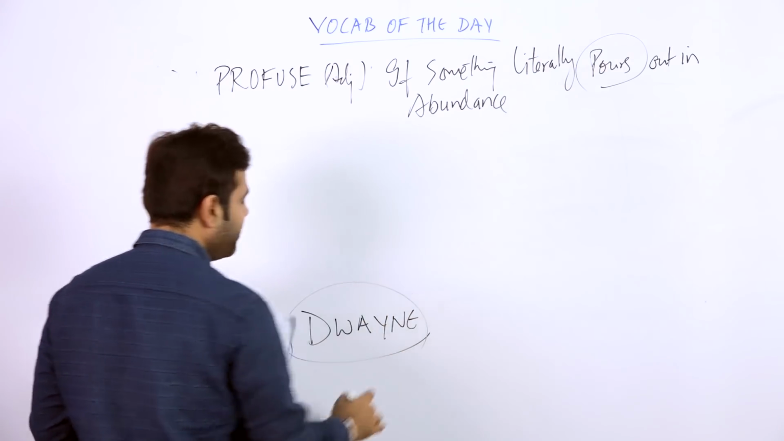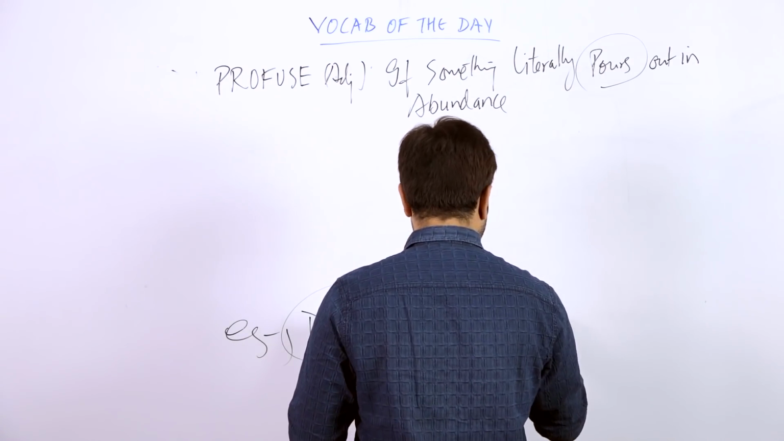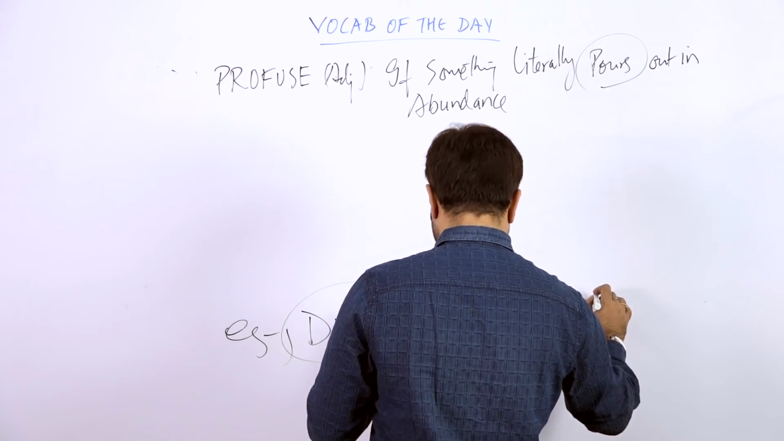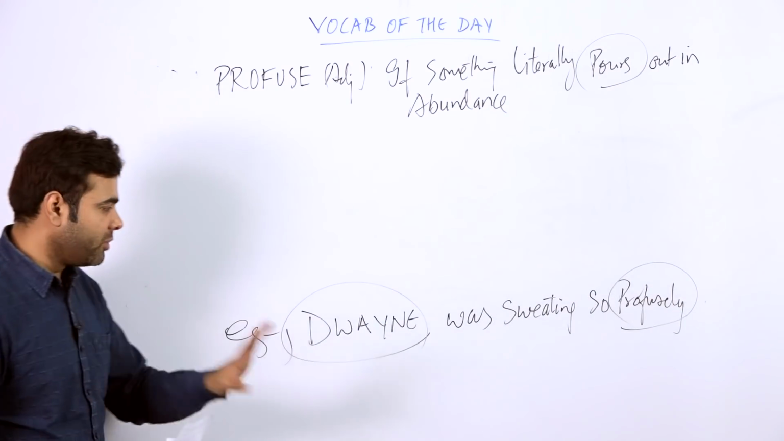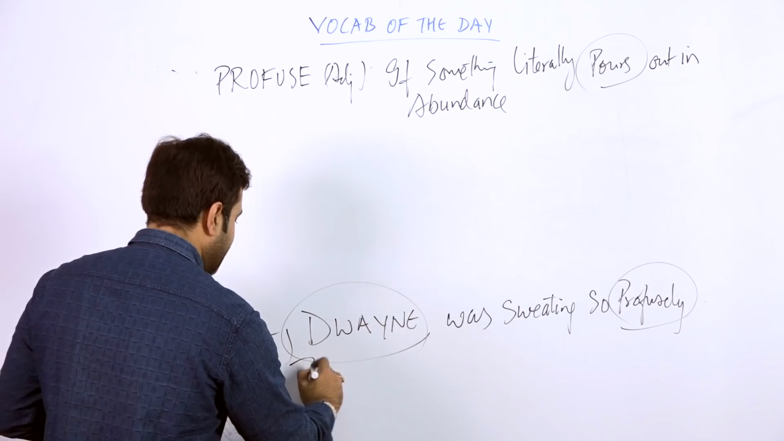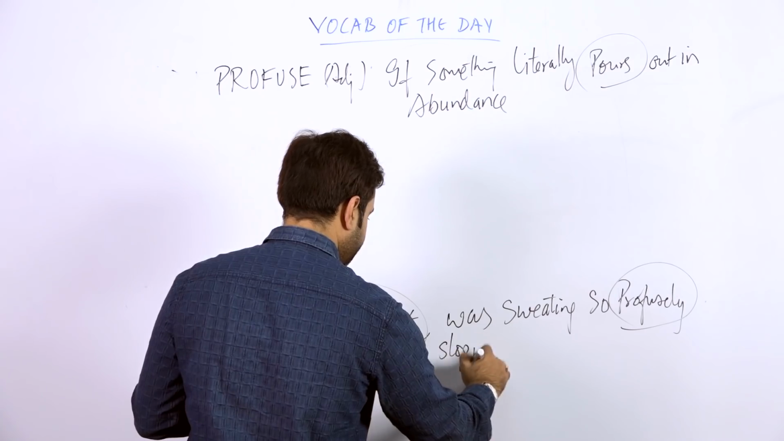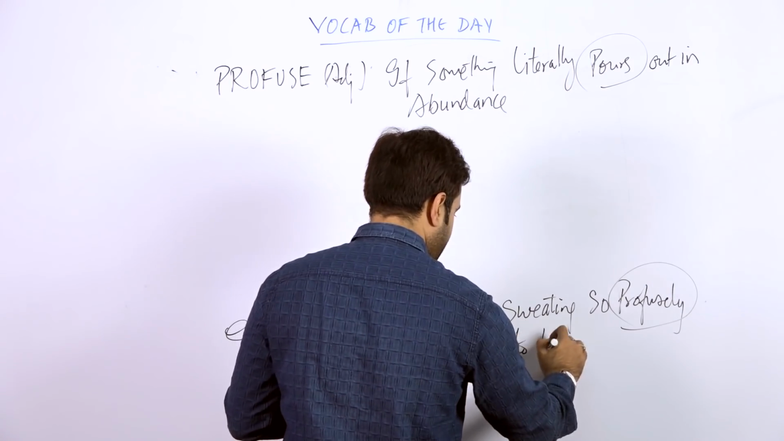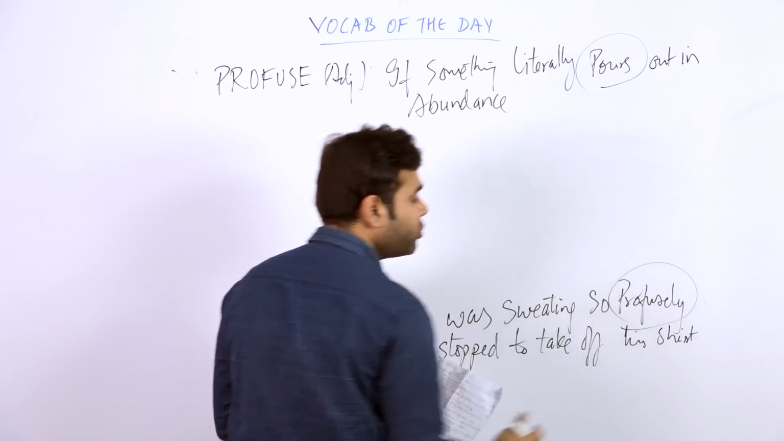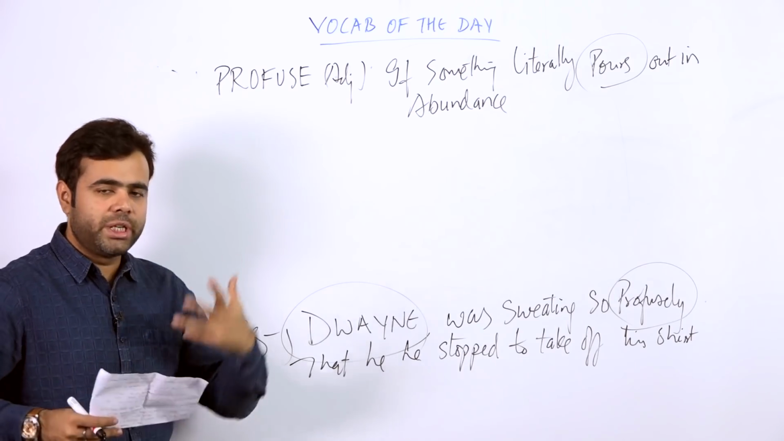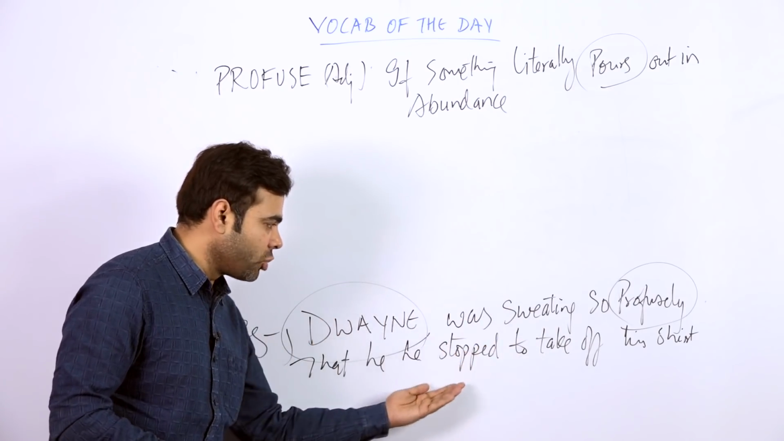So what is the example that I can take here is Dwayne. I hope many would be fans of Dwayne Johnson, the Rock, but I am writing Dwayne was sweating, how? So profusely, and this word is now very simple for you. Dwayne was sweating so profusely that he stopped to take off what? His shirt. He was sweating so profusely means the sweat was coming out, that is profusely pouring out in abundance. So obviously what he did, he stopped and took off his shirt.